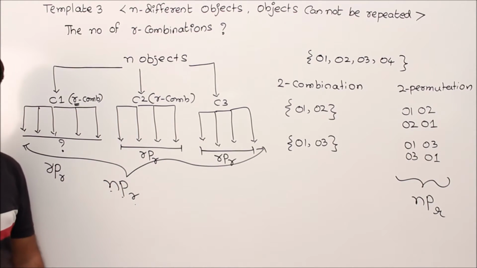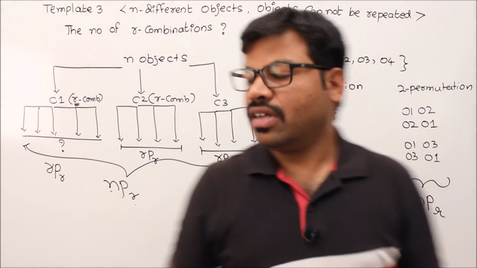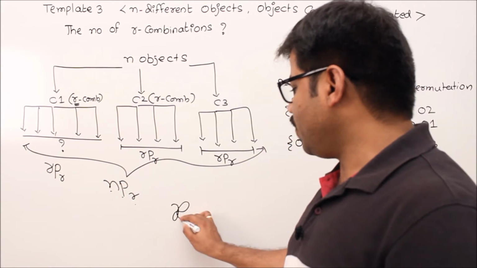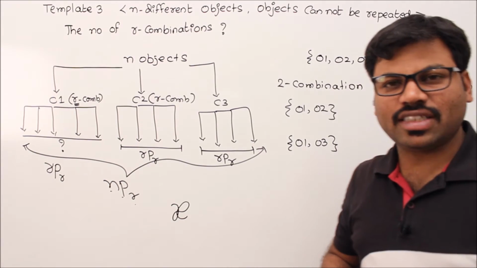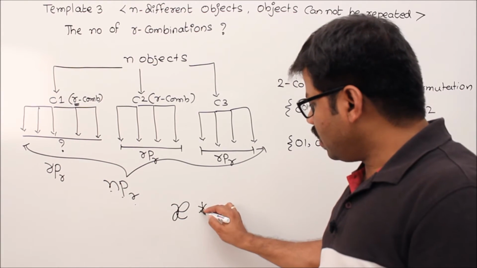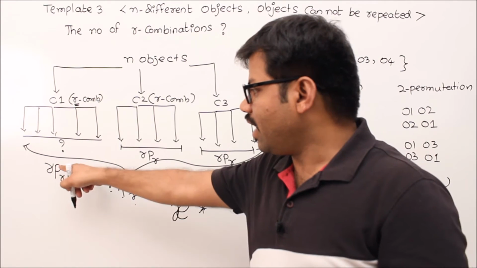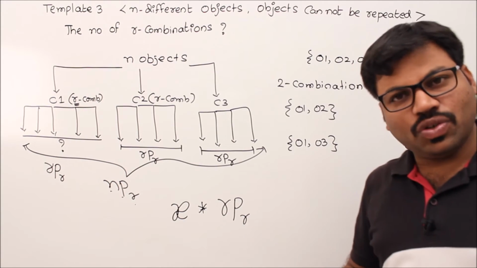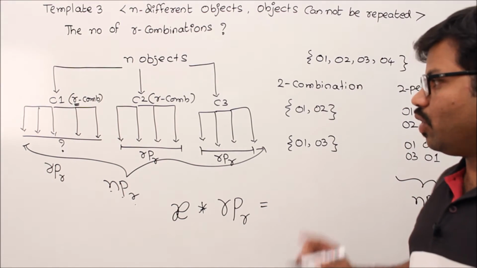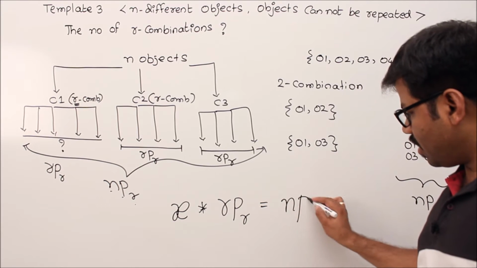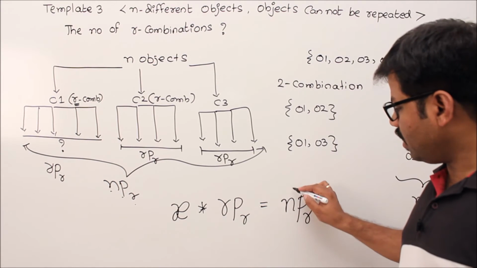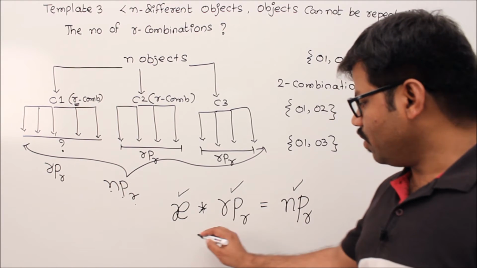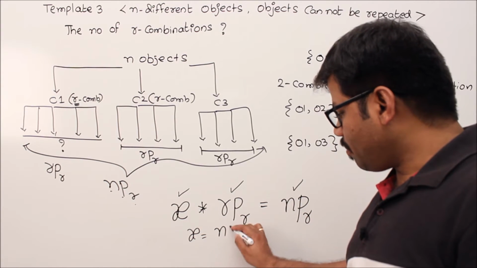Now total permutations are nothing but taking every combination and permuting it. If there are X combinations, which is unknown, I don't know how many combinations I have. If I have X combinations, then every combination is generating RPR permutations. Then X into RPR should be the total number of permutations. But the total number of permutations is NPR. So here NPR is known, RPR is known, X is unknown. We have to find out the X value. Then X equals NPR by RPR.